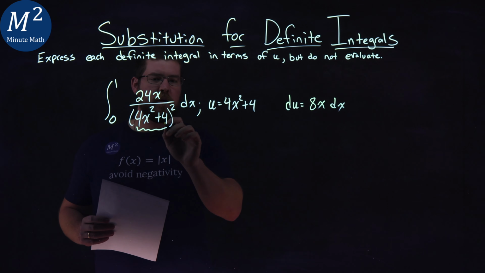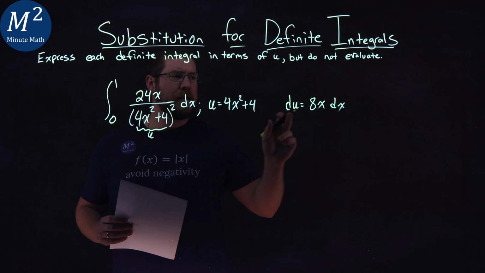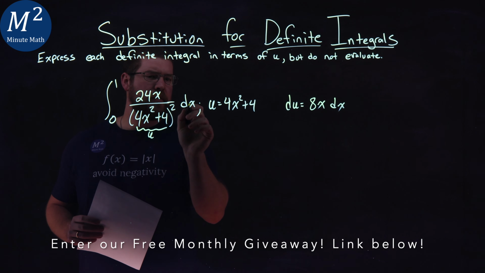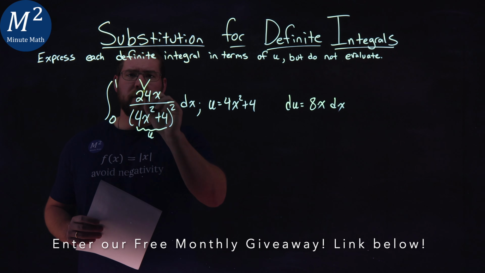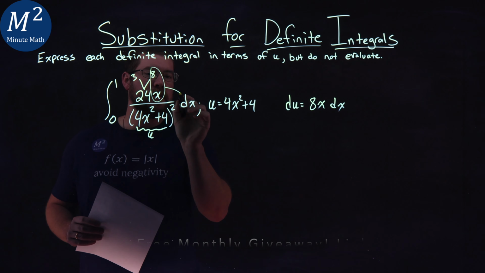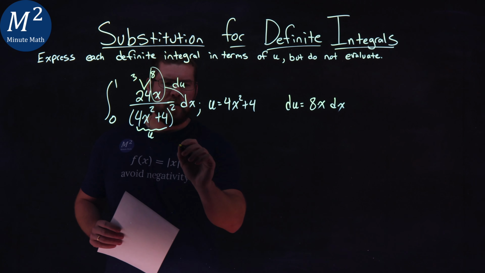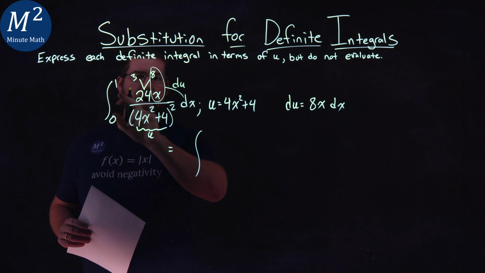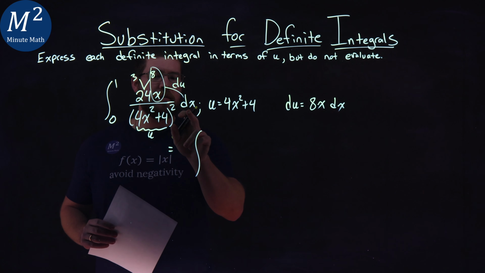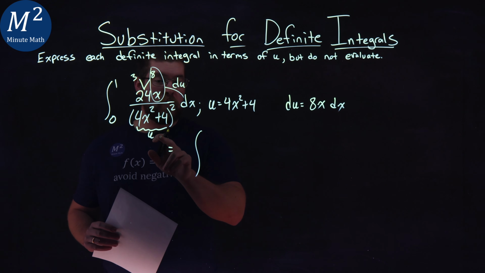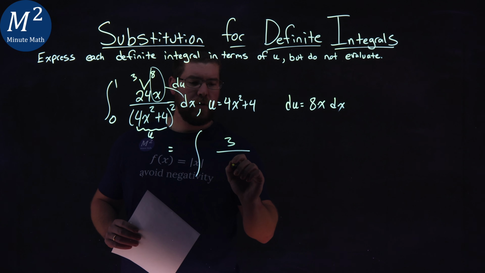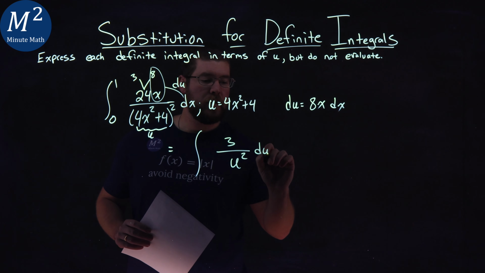Right here we see a 4x squared plus 4 as our u value. My du is 8x dx. We have a 24 right here, pretty close. We have an x dx, but 24. Well, 24 is 3 times 8, and there we have it. We see the 8x dx being the du. So we can rewrite this integral. Don't worry about the bounds yet, from 0 to 1, ignore that. And we have a du value, 8x dx, and a u value down here of 4x squared plus 4. So we have a 3 left in the numerator, 3 over u squared du.